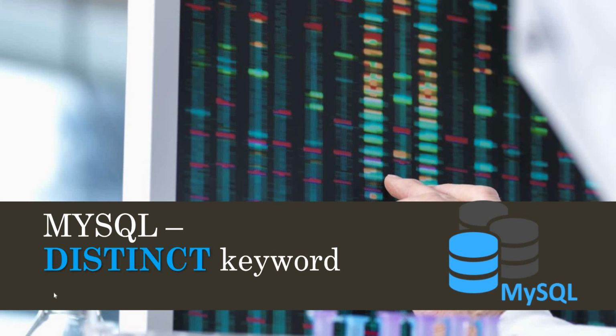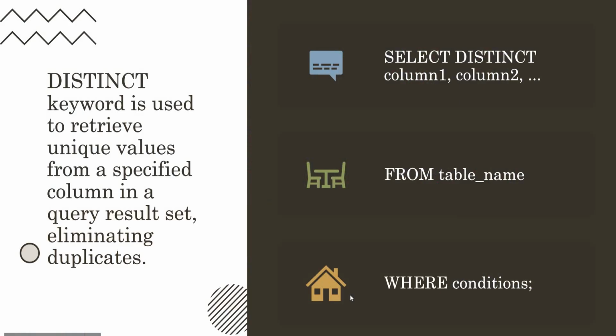Hello there, in this video, I will show you the use of distinct keyword in MySQL. The distinct keyword is used to retrieve only unique values from a specified column in a query result set by eliminating the duplicates.